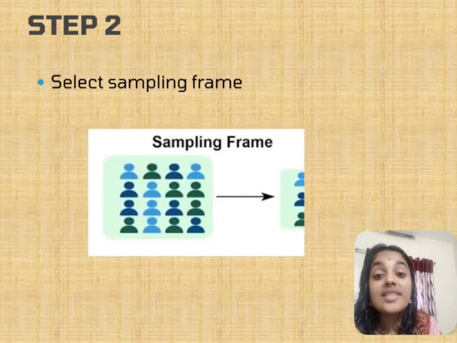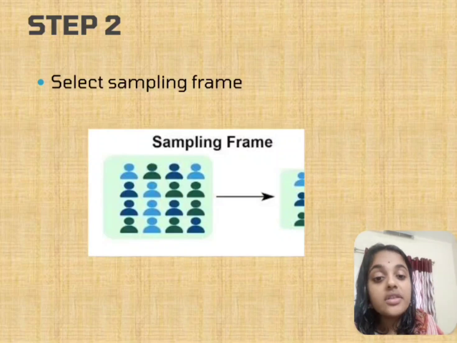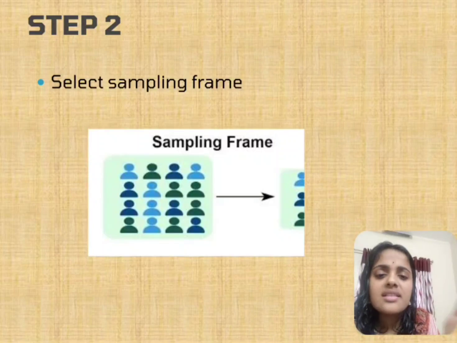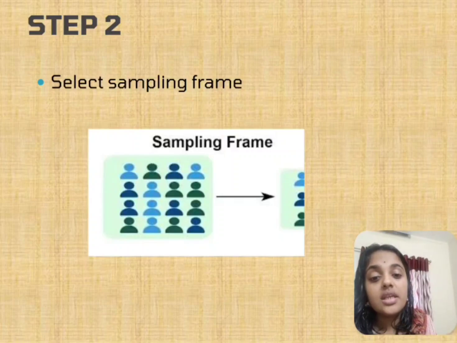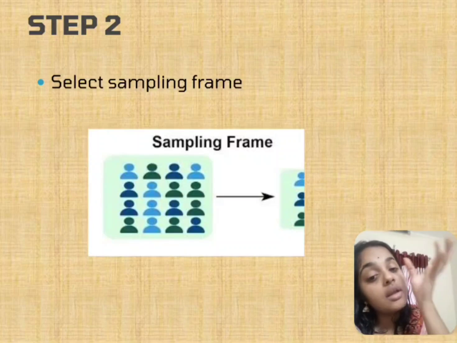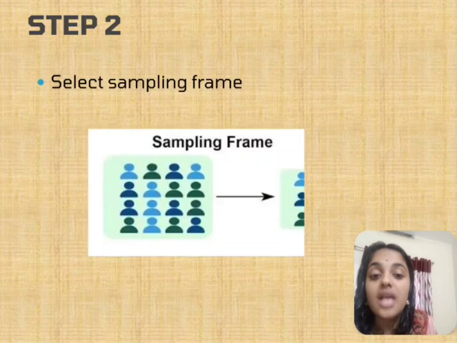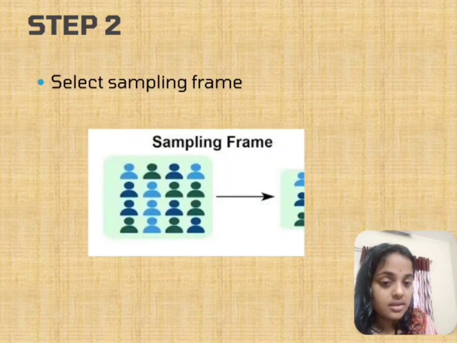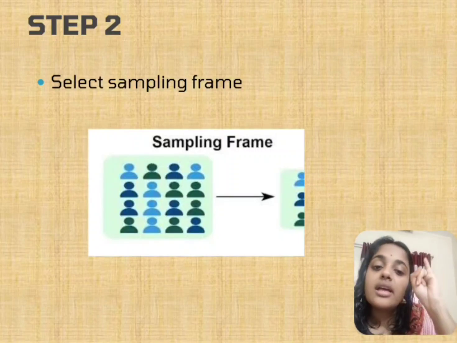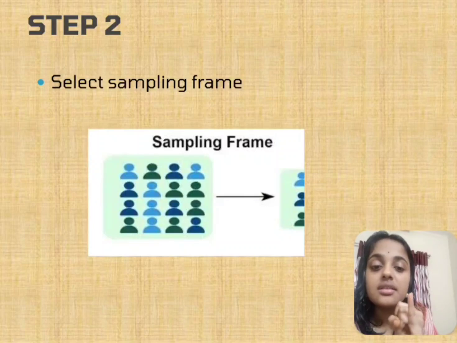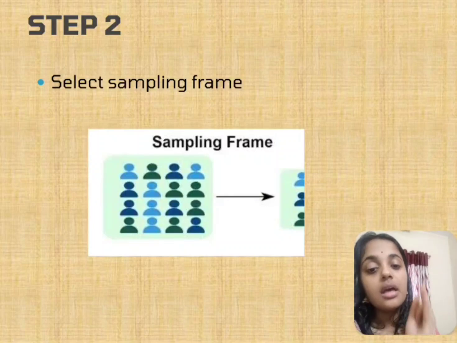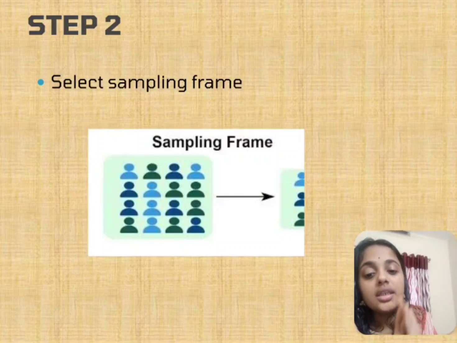Then the next step is to select the sampling frame. After selecting the appropriate target population, we have to determine the sampling frame. For the sampling frame, you have to list out all the units in the target population. From this sampling frame we are going to determine the sample in the next stages. So selecting the target population is the first step, and the next step is selecting the appropriate, specific sampling frame.